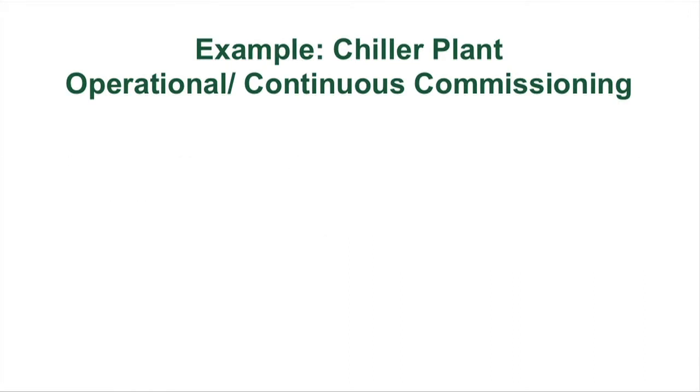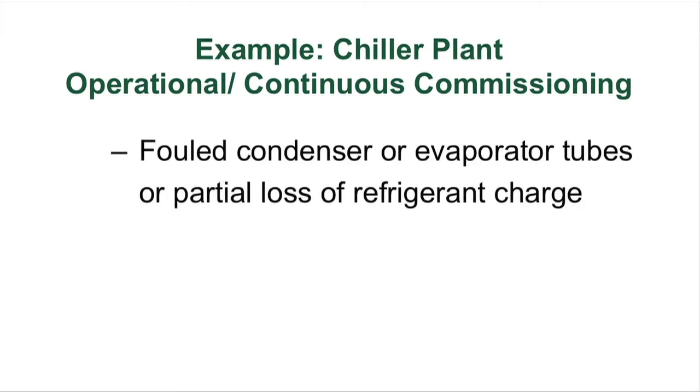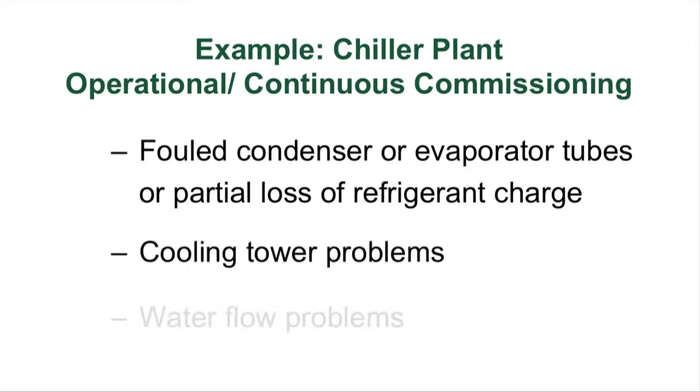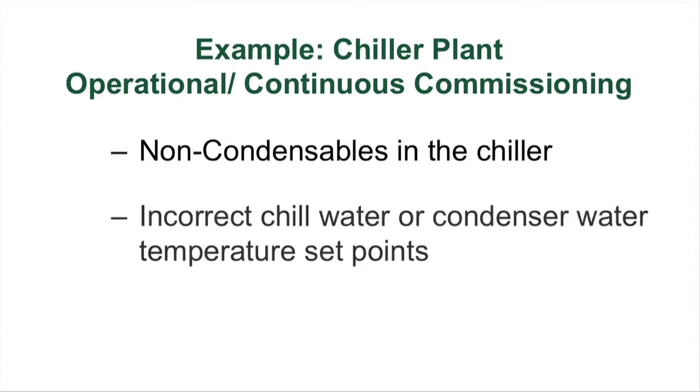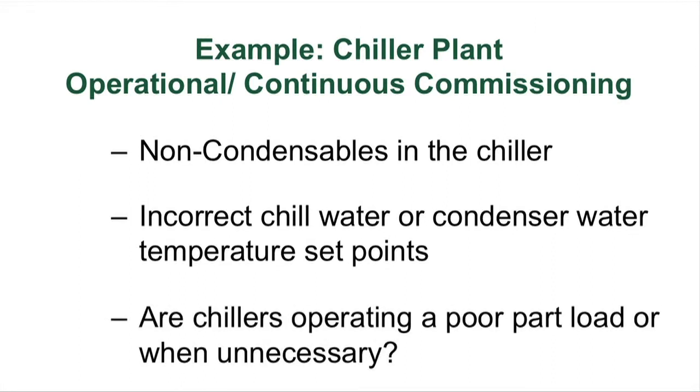You can see things like fouled condenser or evaporator tubes, partial loss of refrigerant charge, cooling tower problems, or water flow problems. Non-condensables in the chiller, which I mentioned earlier in the previous video, incorrect chilled water temperature, condenser water temperature set points. Are the chillers operating at poor part load conditions or operating when unnecessary?